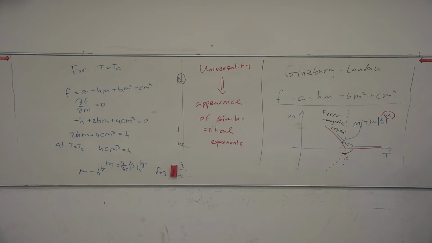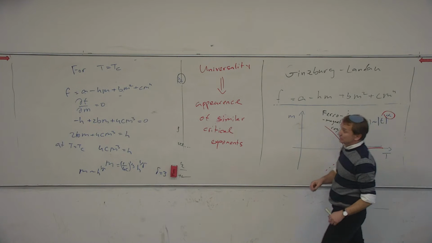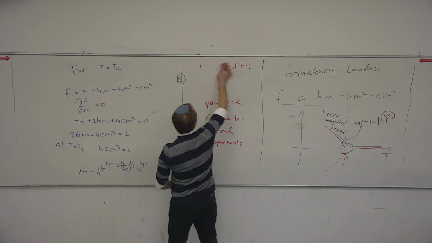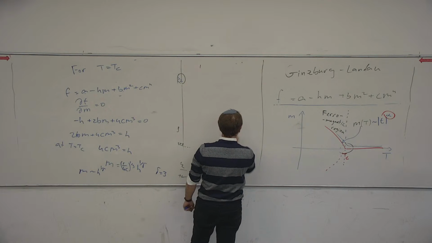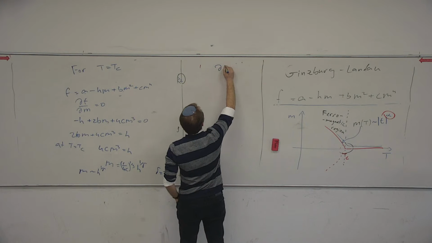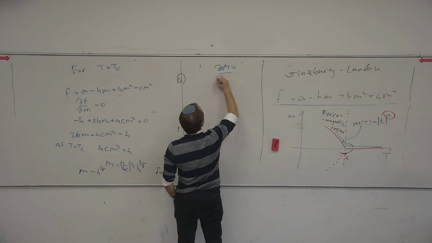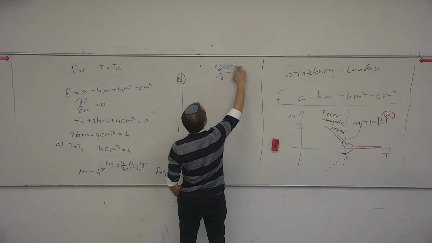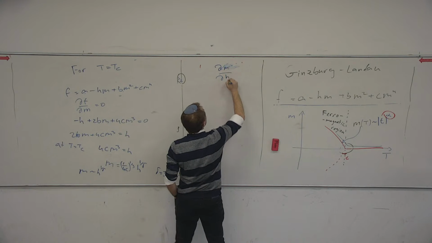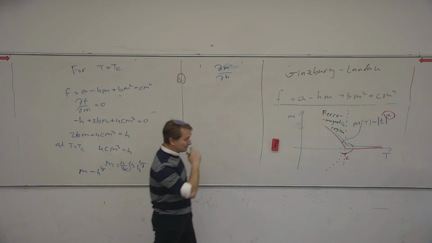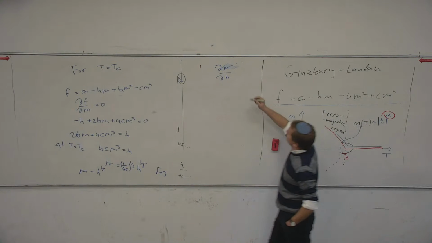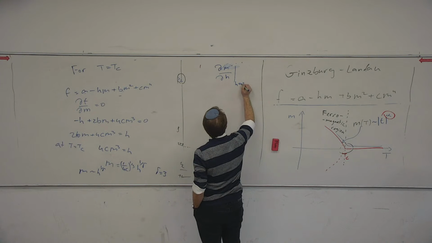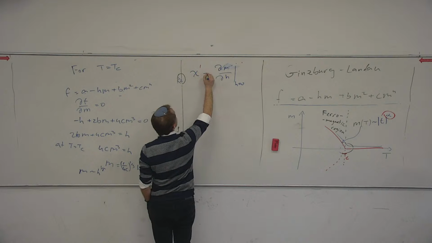And we can look at another one, which is also important: what happens to the derivative of m with respect to this external field, when I'm looking at h equals 0. This is the susceptibility.